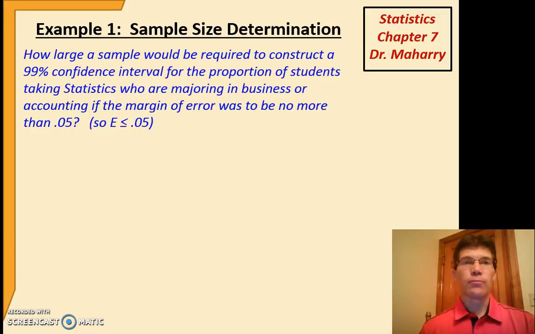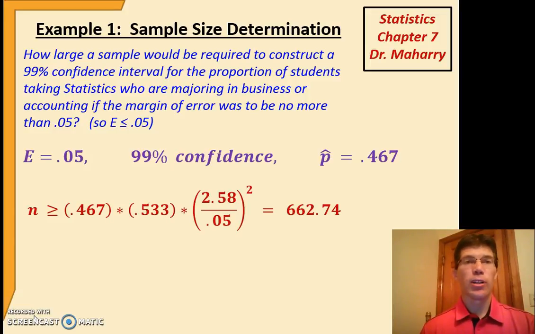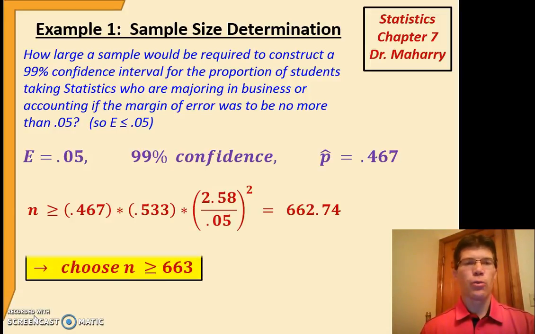So in our example, we were looking for 99% confidence and E of 0.05. Our p hat from the previous example is 0.467, so we've got an idea of what p is. So we will use that and plug it into that first formula. p times 1 minus p times z squared over e squared. If we plug all that in, we get 662.74. Of course, we always round up to the next whole number. So I would need a sample of 663 or more to get the width of that confidence interval all the way down to plus or minus 0.05.